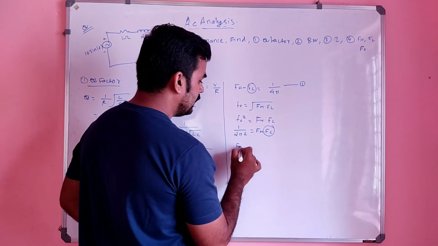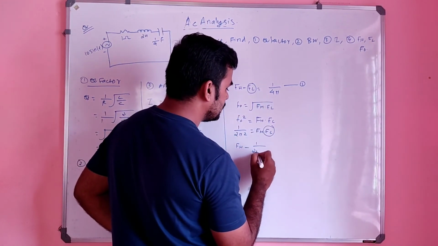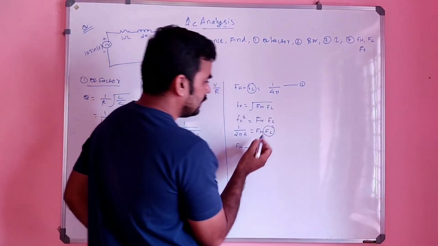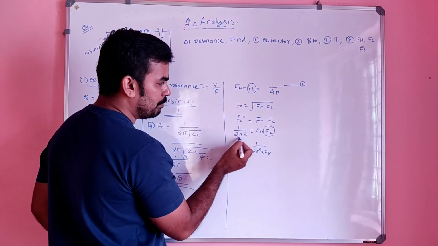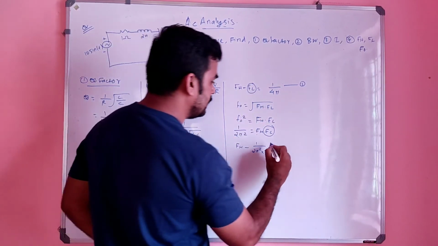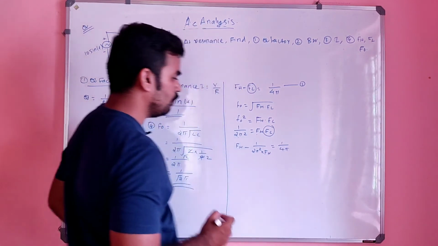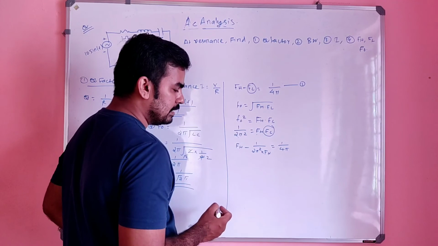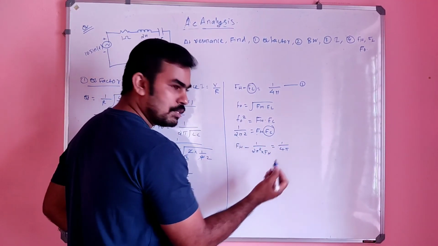So FH minus FL will be what? FH minus 1 by 2 pi square into FH, right? From this, FL will be equal to 1 by 2 pi square into FH, which is equal to 1 by 4 pi. Is it correct? I am going to multiply the equation with 2 pi square FH on both sides.